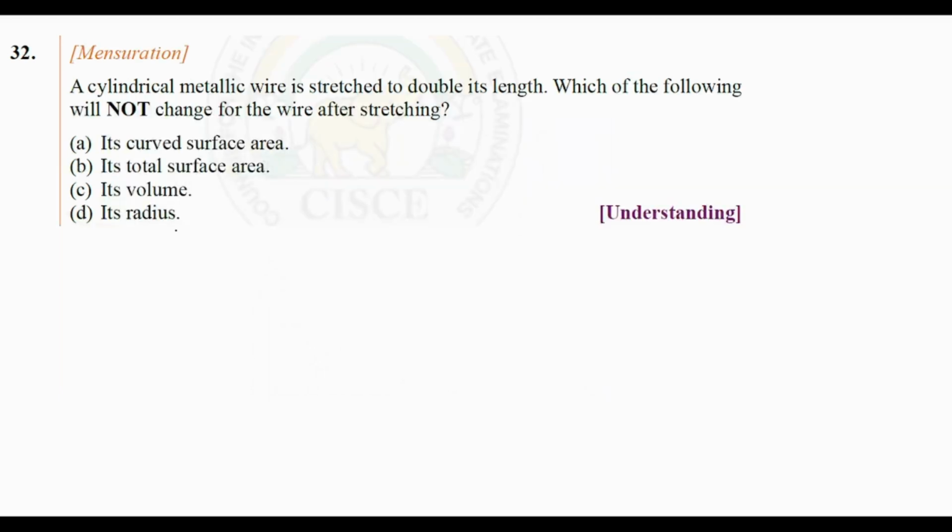Question number 32. A cylindrical metallic wire is stretched to double its length. Which of the following will not change? Curved surface area will change because the wire is this much, and now it is stretched such that it is doubled. It is more than that. Obviously curved surface area will change. If curved surface area changes, the total surface area should change.